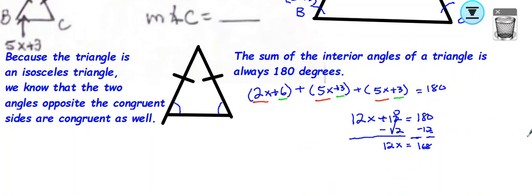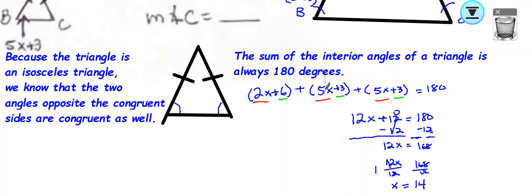So at this point, then, we're going to divide 12x by 12. So we can eliminate the 12. 12 divided by 12 is 1. And 1 times x is x. Here we're dividing 168 by 12. And again, pulling out the calculator, 168 divided by 12 gives you 14. So x equals 14.